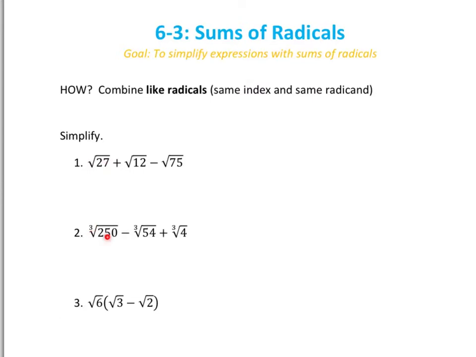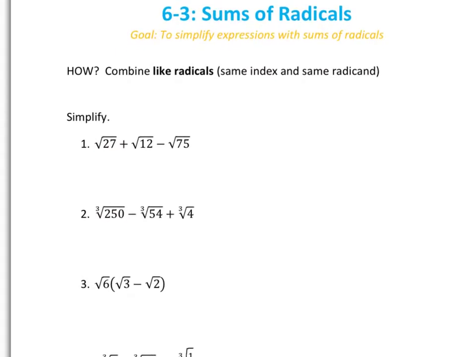Okay, once you get that, it's kind of like adding and subtracting something with variables, right? Then you just add and subtract the coefficients and leave the index and the radicand the same. So we're going to have to simplify first and then see if we're able to add and subtract. So this first one, we've got to reduce all of these.